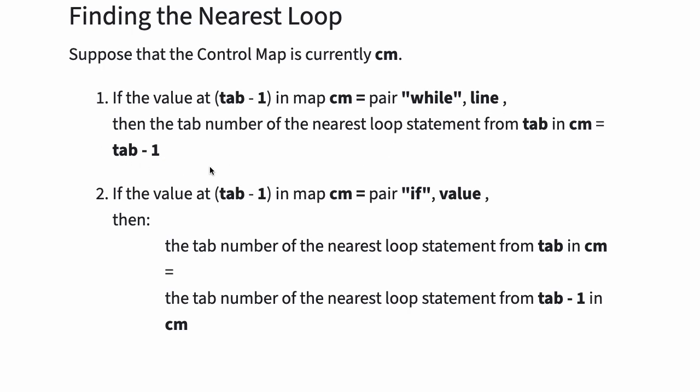If the value at tab minus 1 in map cm is equal to the pair if and value, then the tab number of the nearest loop statement from tab in cm is equal to the tab number of the nearest loop statement from tab minus 1 in cm. Thus, if the statement at tab minus 1 is not a loop, then we decrement a tab and look again.